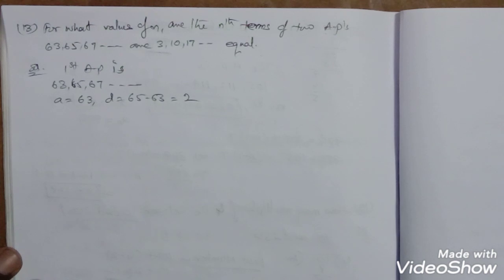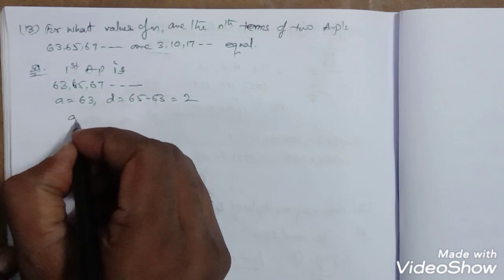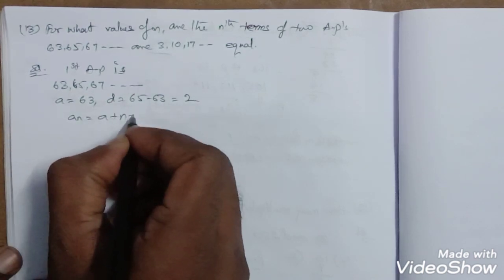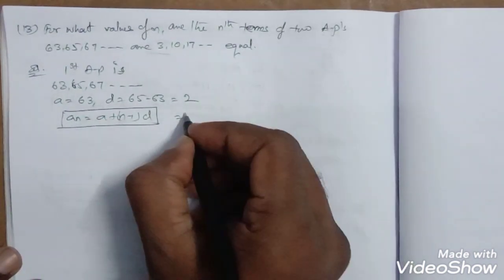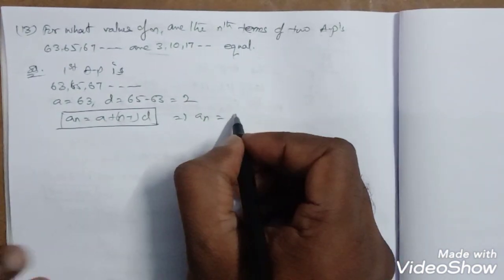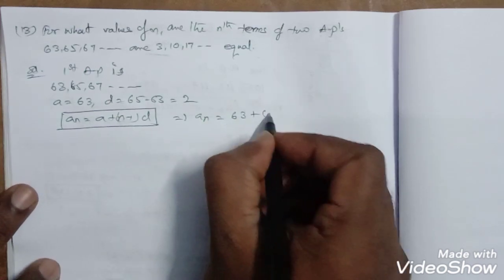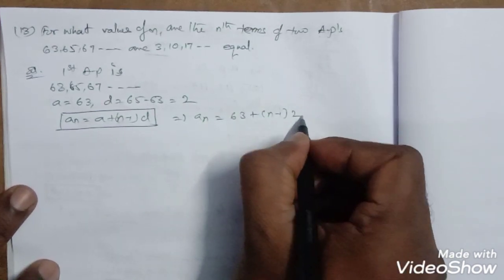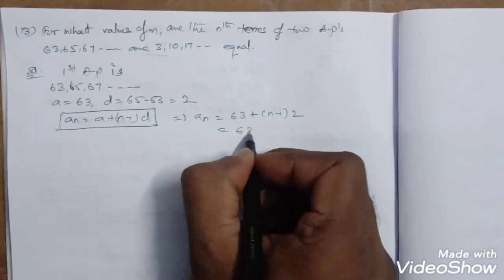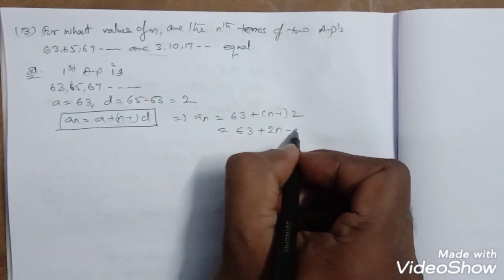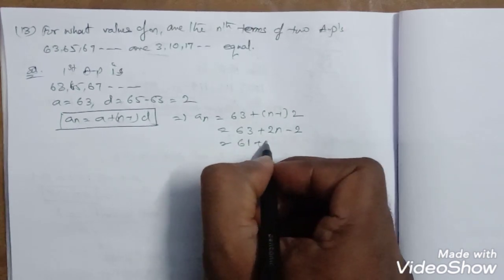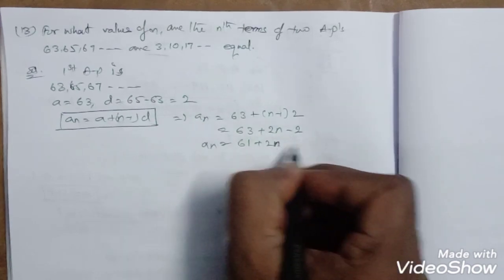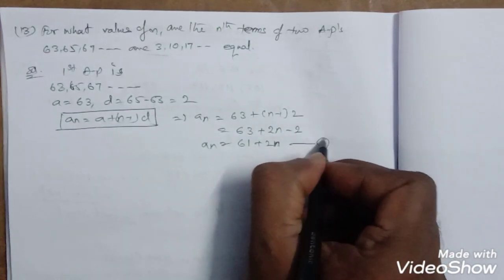After finding the d value, you have to find the nth term of the first progression, that is an is equal to a plus (n minus 1) into d. If you substitute the values, you'll get an is equal to 63 plus (n minus 1) into 2, as the d value is 2. Now if I expand, you will get 63 plus 2n minus 2. So you will get 61 plus 2n, that is the an of the first progression is 61 plus 2n. Denote this as the first equation.